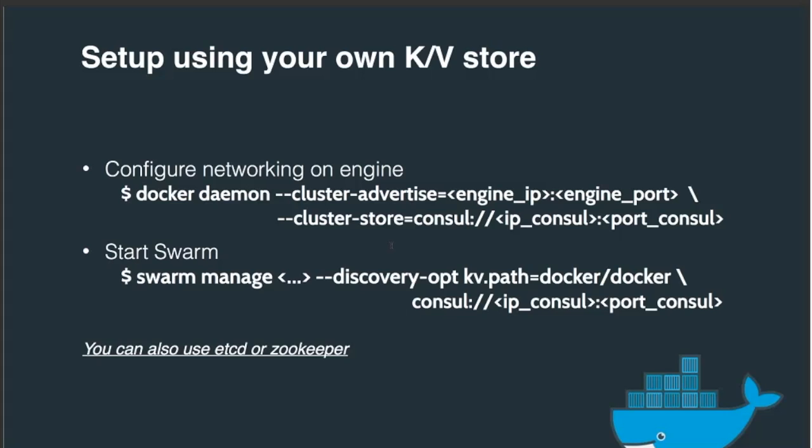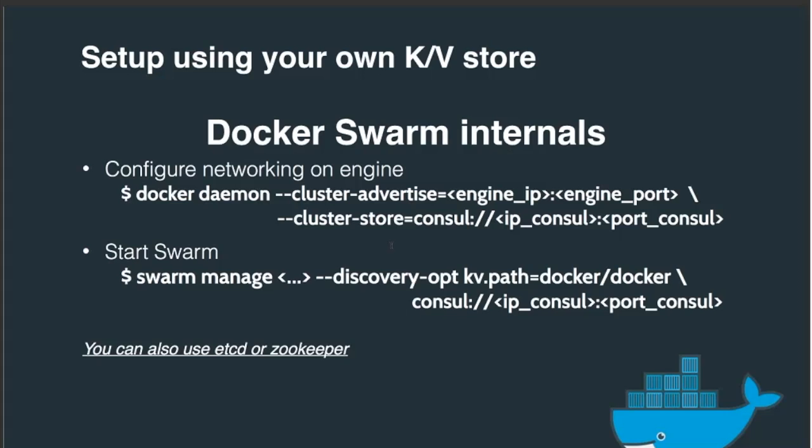To do that, when you start your Docker daemon, you have to give two flags, which are cluster advertise and cluster store. As you can see, it's very similar to Swarm Join. If you do that in the Docker daemon, you don't actually need the Swarm Join anymore. You can just do Swarm Manage and give this option. So if you already have Docker configured and a network configured, using Swarm is just one line: Swarm Manage, and you give the same console or KV store you used for the networking, and that's it. It's going to work out of the box.